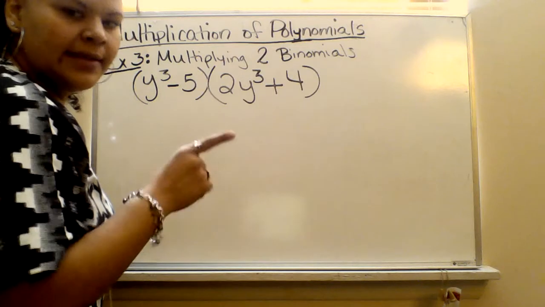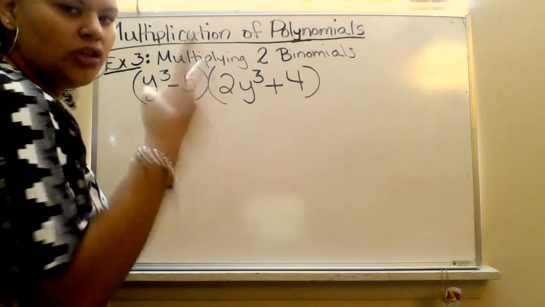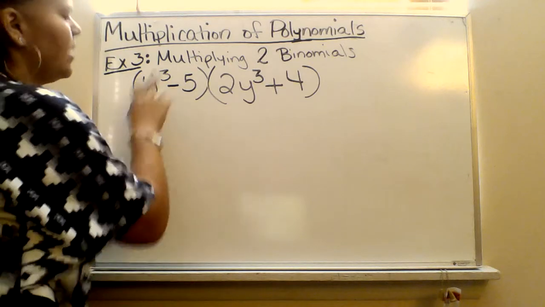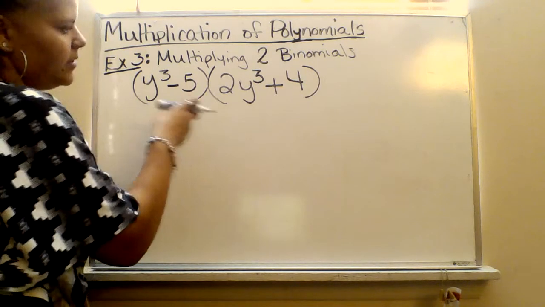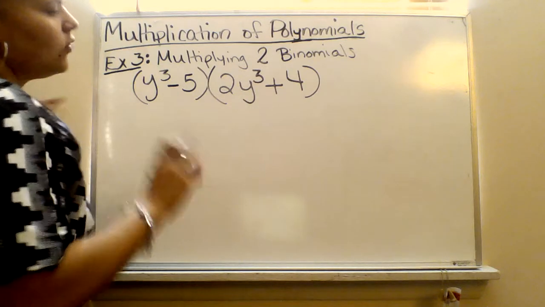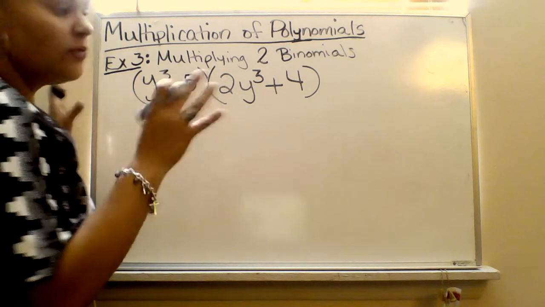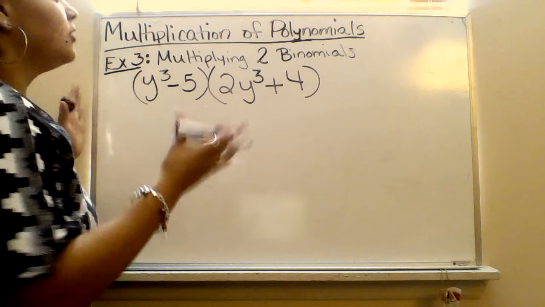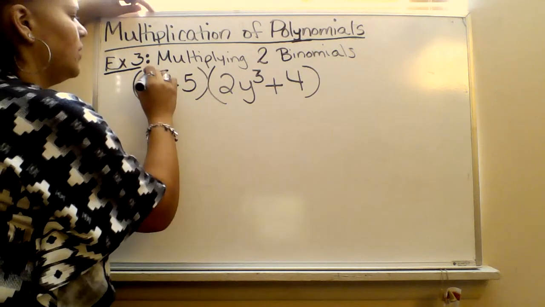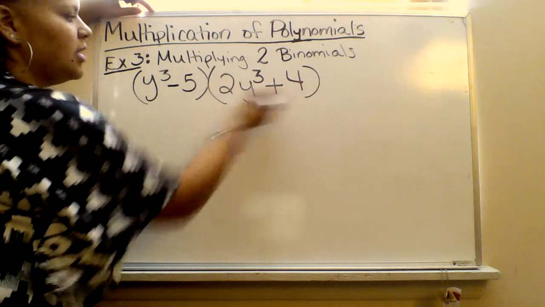Okay, for this example, I'm going to show you how to multiply two binomials. Okay, so I have y cubed minus 5 times 2y cubed plus 4. So what we're going to do is use the distributive property, distributive law, to multiply this out. So we take the first term and we multiply it times each in the second.